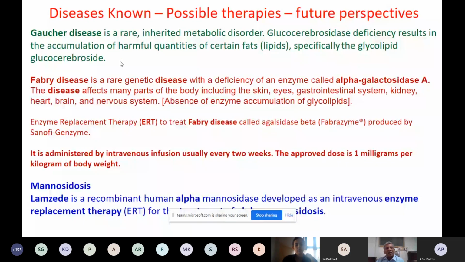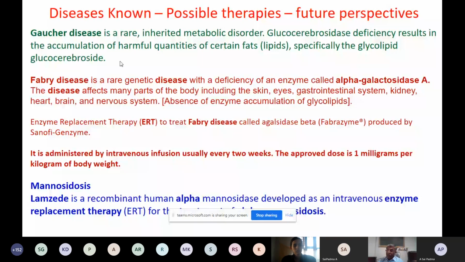Several other diseases are known, like Gaucher disease, which is an inherited metabolic disorder. Glucocerebrosidase is the enzyme that is deficient, and specifically the glycolipid glucocerebroside is accumulated in higher concentrations under these conditions. In Fabry disease, which is again a rare disorder, the alpha-galactosidase A enzyme is absent. In mannosidosis, the alpha-mannosidase enzyme is absent. Therefore, there is accumulation of mannose-containing glycan structures, and therefore this particular disease is prevalent.